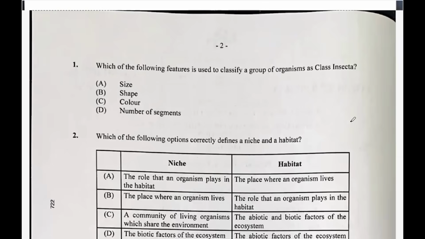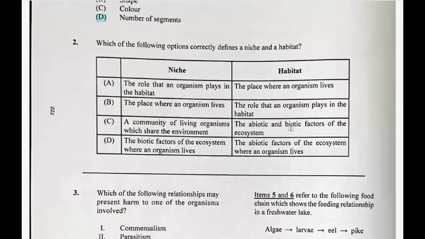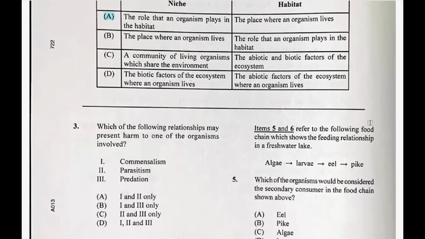Which of the following features is used to classify a group of organisms as class Insecta? And that will be number of segments. Question 2. Which of the following options correctly identifies a niche and a habitat? A, the role that an organism plays in the habitat, and the place where an organism lives is the habitat. So A is the best answer.